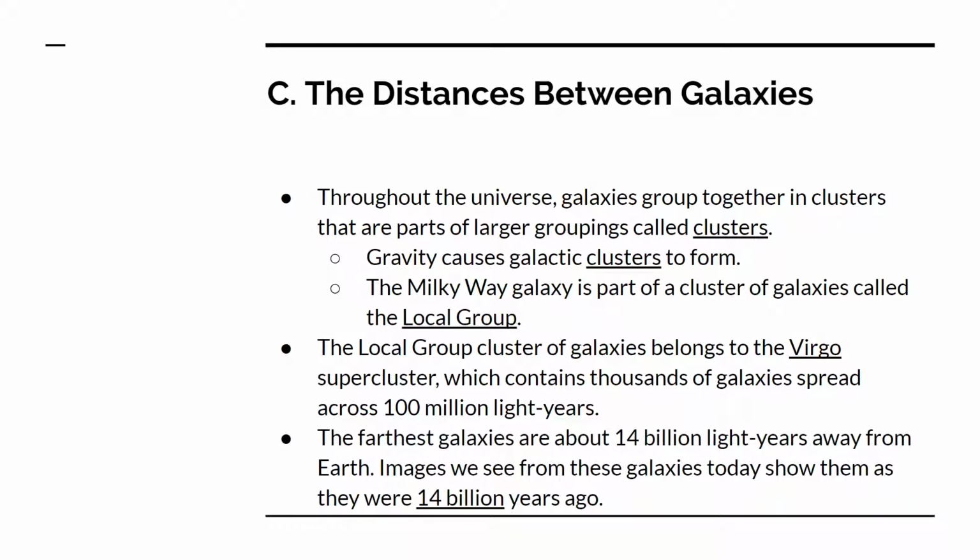The farthest galaxies we can see are about 14 billion light years away. And the fact that we can see them means that the light we are looking at is 14 billion years old, right? Because it took 14 billion years for that light to reach us.